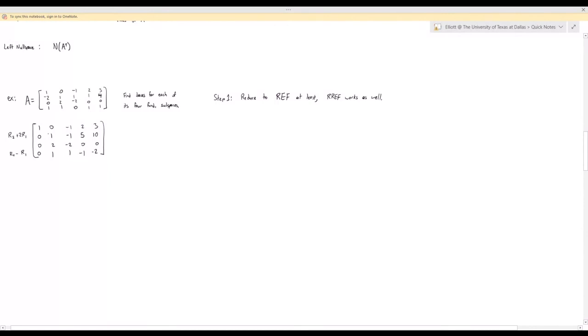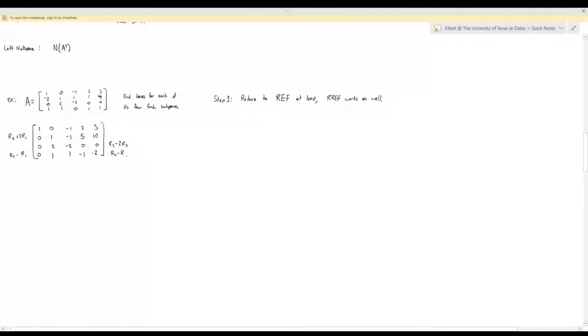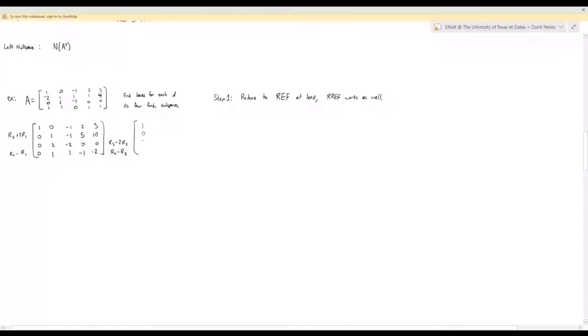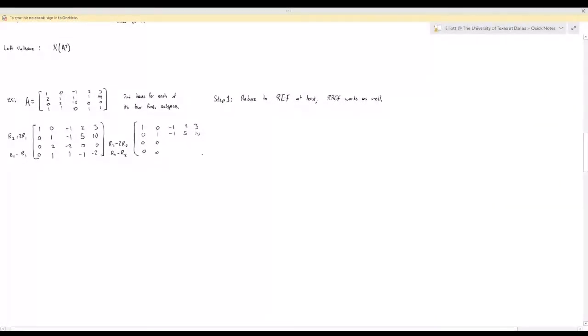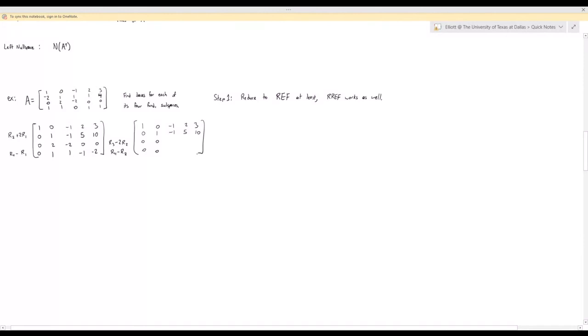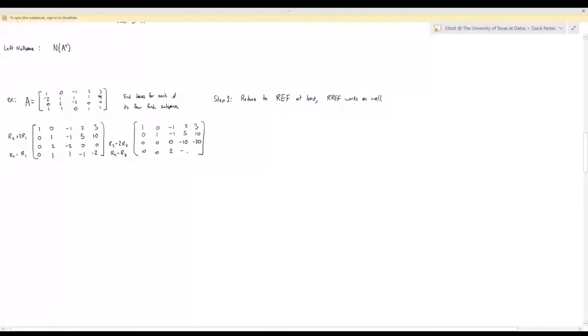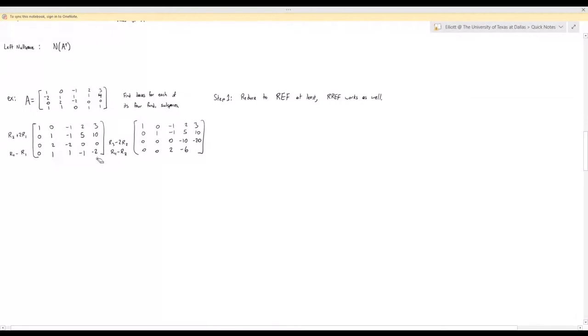So here's our next pivot in the second column now. So let's take row 3 and subtract 2 of row 2. And we'll also do row 4 minus row 2. Okay. So if we do row 3 minus 2 of row 2, we'll get negative 2 plus 2, 0 minus 10, 0 minus 20. And then when we do row 4 minus row 2, we'll get 1 plus 1, negative 1 minus 5, and negative 2 minus 10, so minus 12.